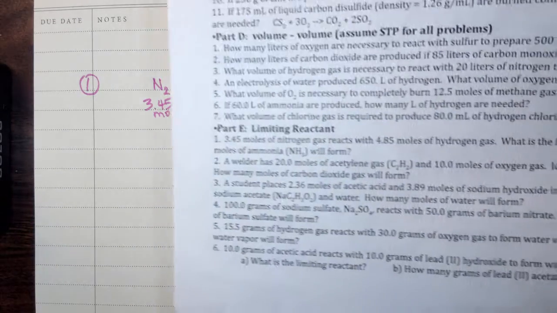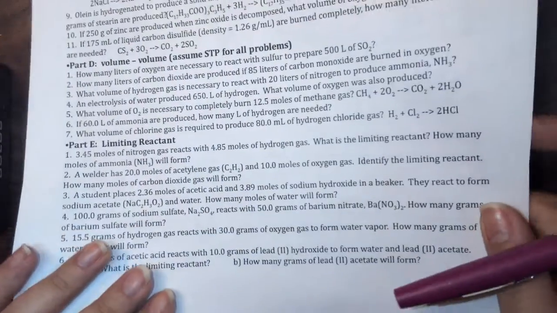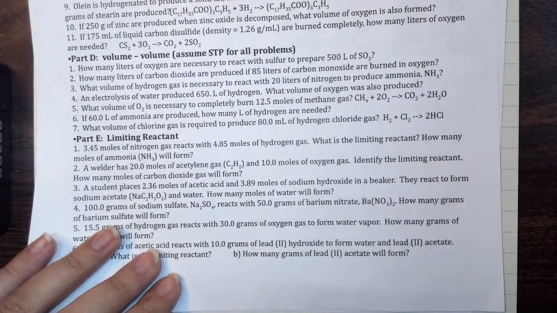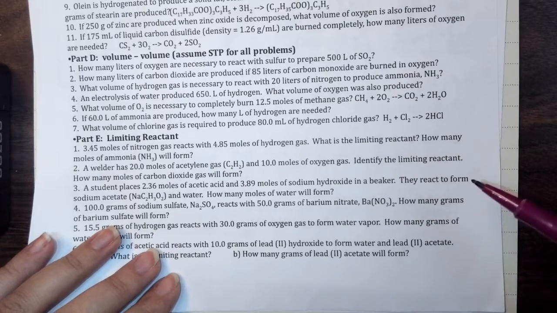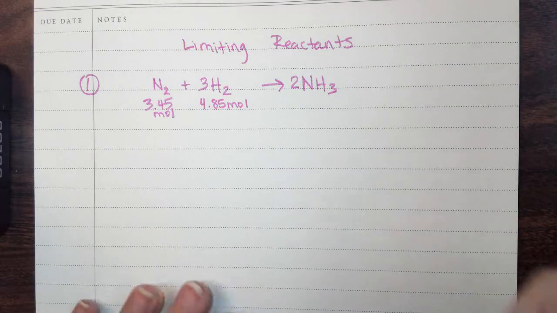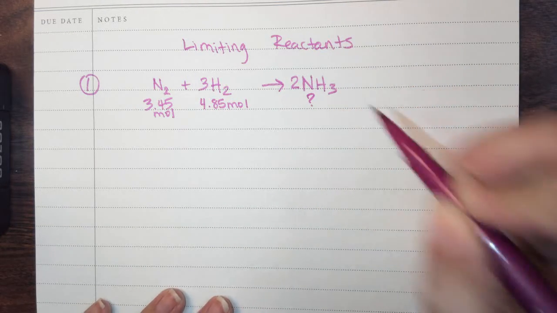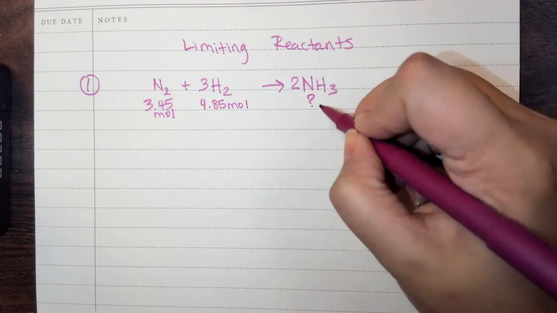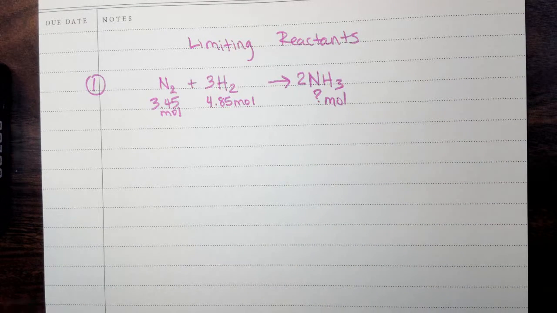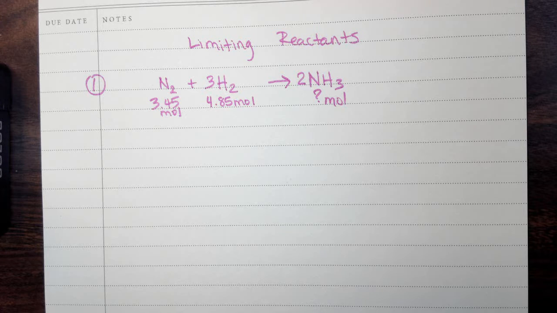But for any other problems, you always want to look to see what the problem is asking and convert to that product. So it says, what is the limiting reactant? So that's what we're going to do first. And then we are going to see how many moles of ammonia, NH3, will form. So we're working towards NH3. So I'm going to put a question mark under here, and it wants it in moles. And so that way we can do our first problem, finding the limiting reactant and then finding our NH3 value.